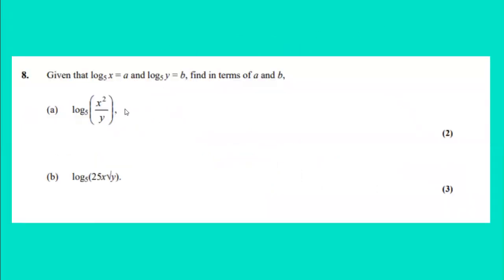Okay, so now we have another logs problem. Given that log base 5x is equal to a and log base 5y is equal to b, find in terms of a and b the following.